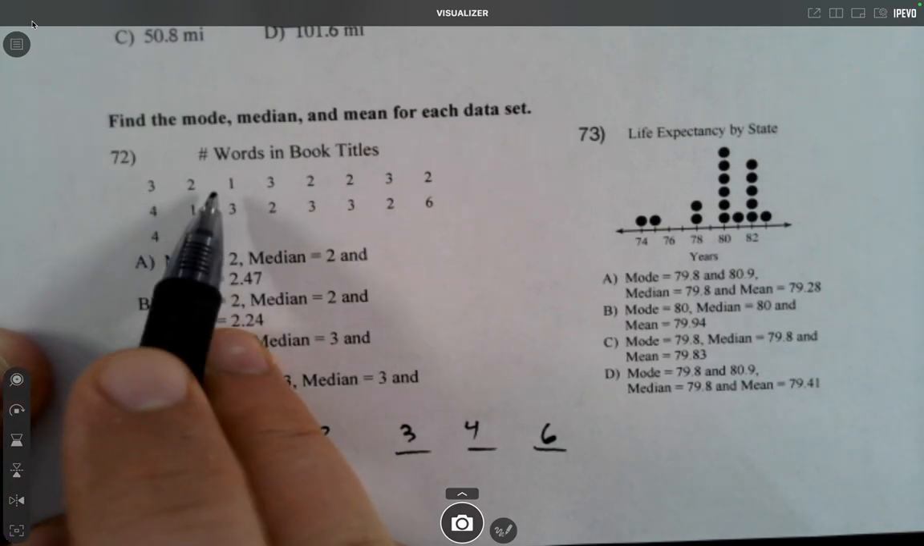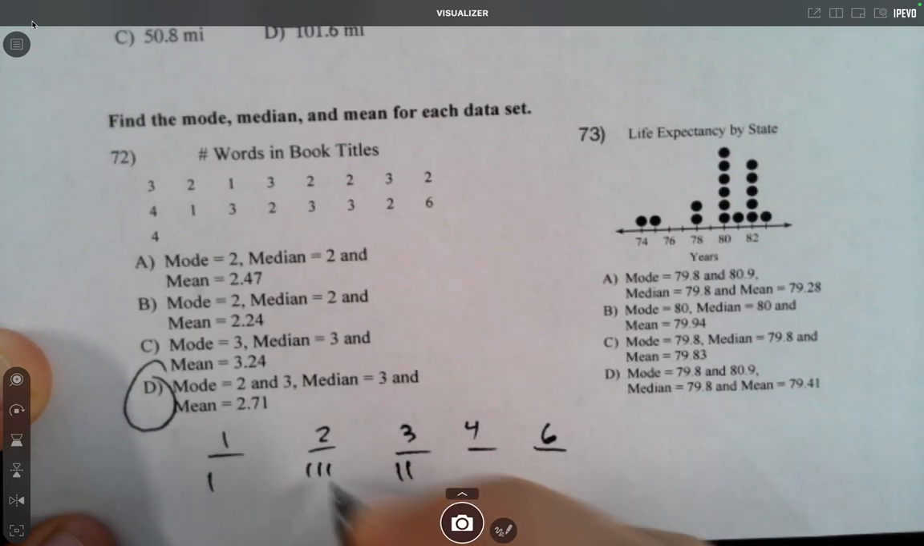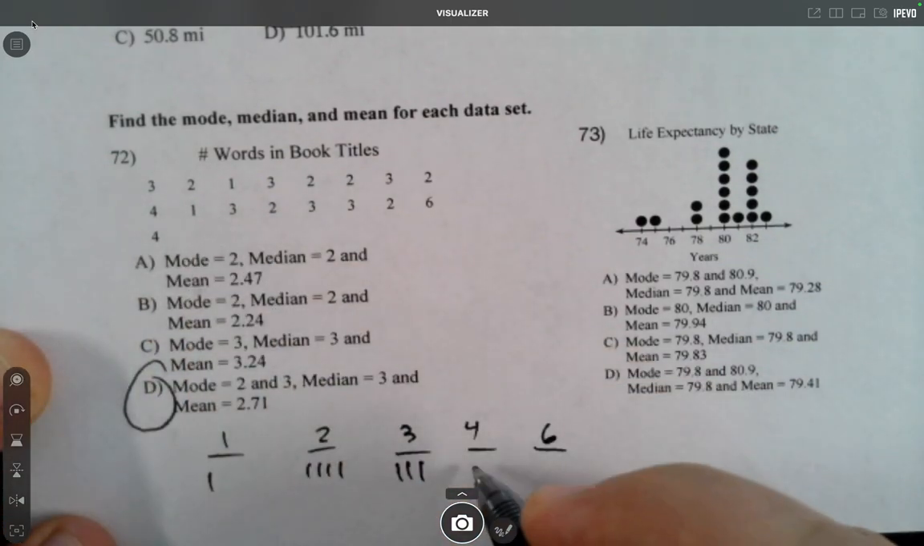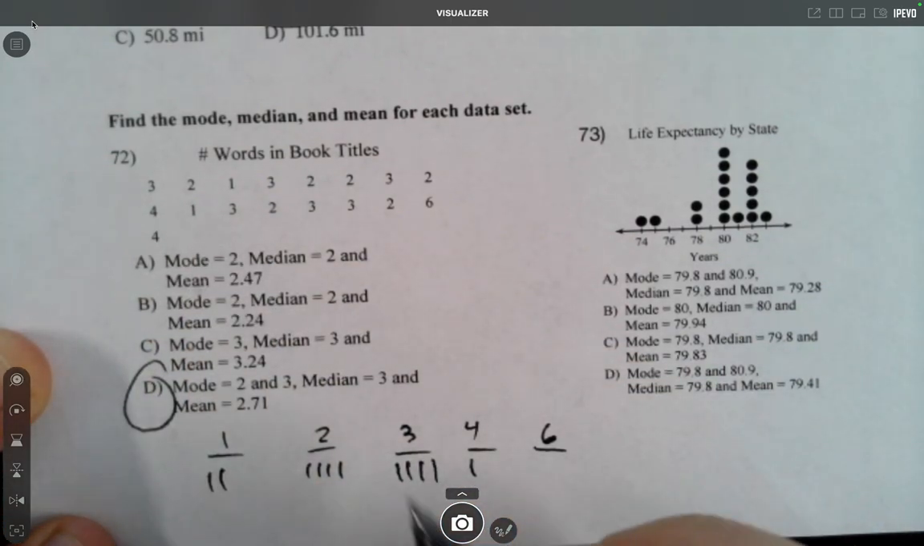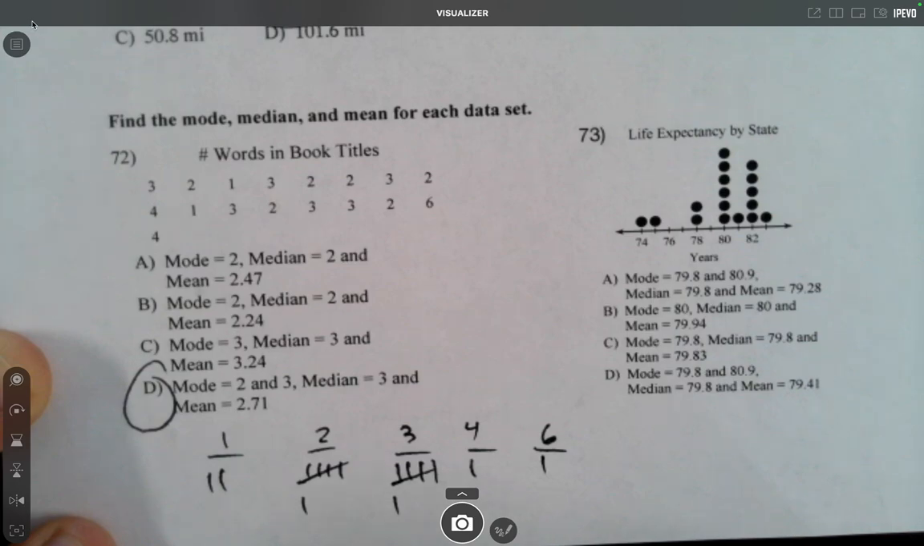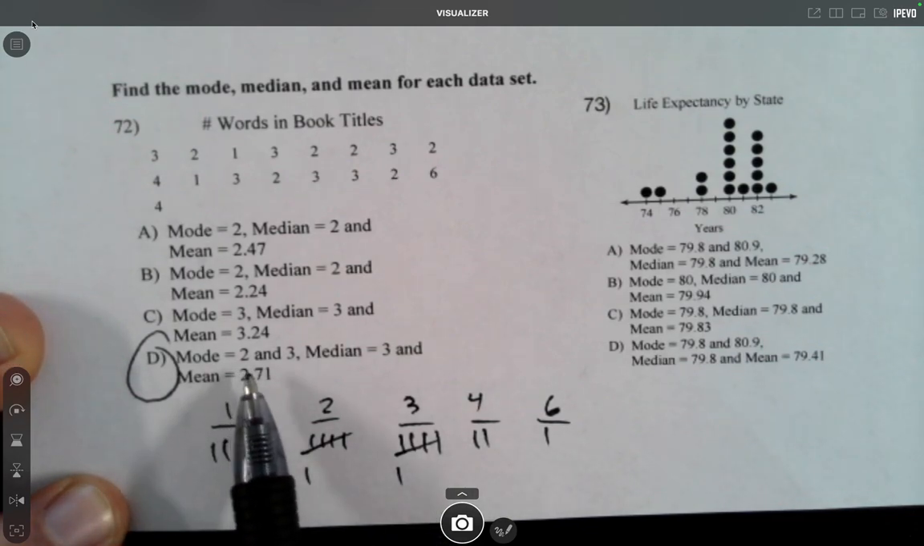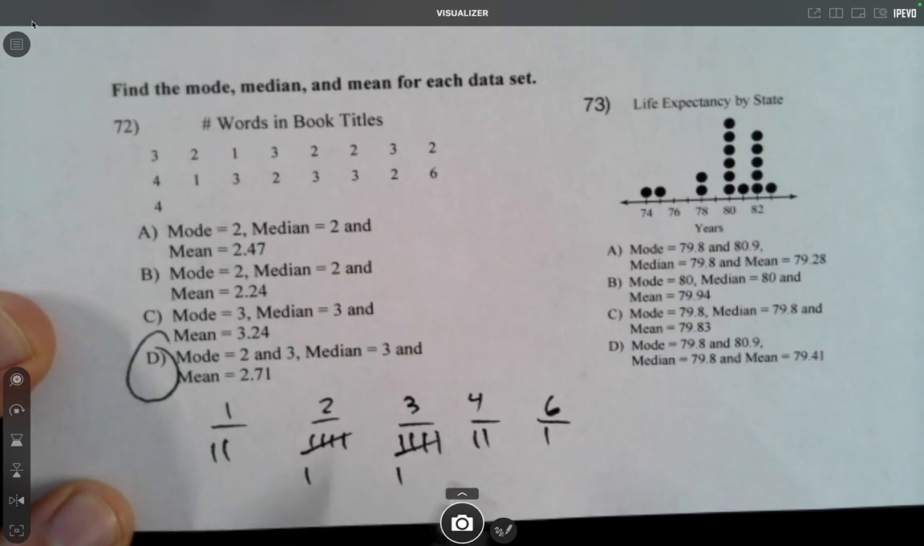So we have a 3, a 2, a 1. 3, 2, 2. 3, 2. 4, 1, 3. 2, 3, 3. 2, 6, and 4. So you can see we have 6 of 2's and 3's, so that's why the mode is both 2 and 3, because those are the two values we have the most of. They're tied for the most. So it is possible to have more than one mode.